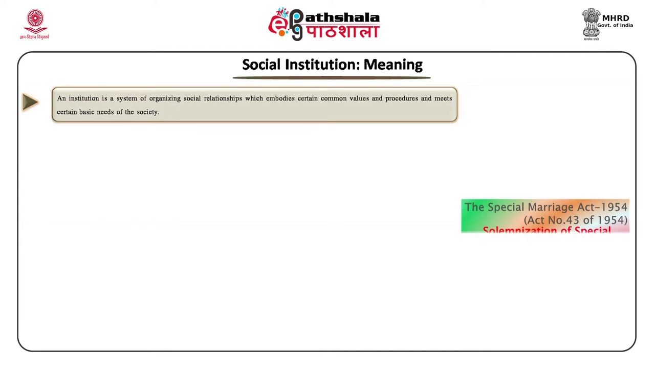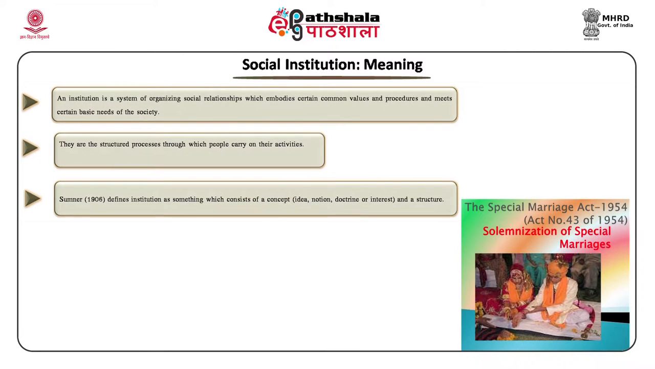In common parlance, the word institution is used to signify a building, a group of people or an organization. In sociology, the concept of institution is different from this common usage. It means an institution is a system of organizing social relationships which embodies certain common values and procedures and meets certain basic needs of the society. They are structured processes through which people carry on their activities.